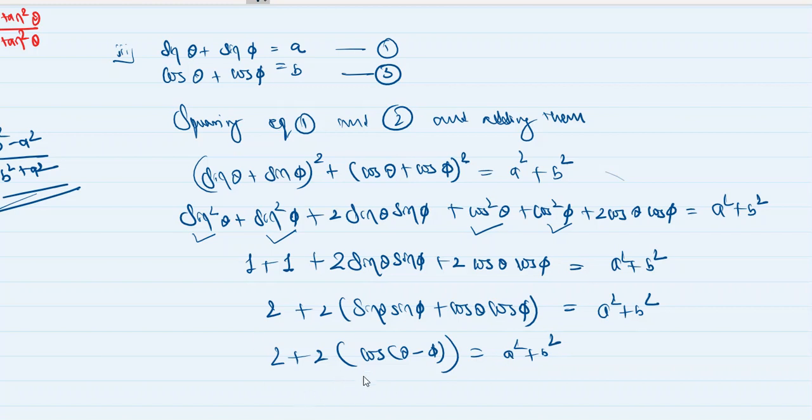So this 2 will go to the other side. So cos of theta minus phi is equal to a square plus b square minus 2 divided by 2. I'm sorry, not plus 2, minus 2. Yes, so in order to get cos theta minus phi, which was required, I did all these things, because that can only happen when I get cos A cos B plus sin A sin B. Okay, moving on to the next question.